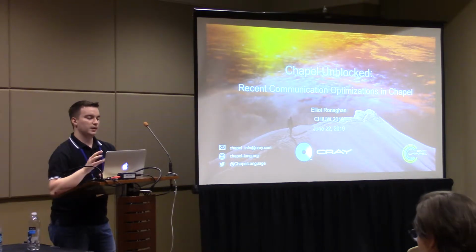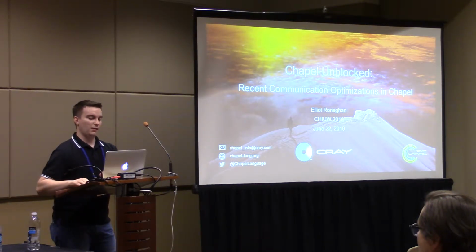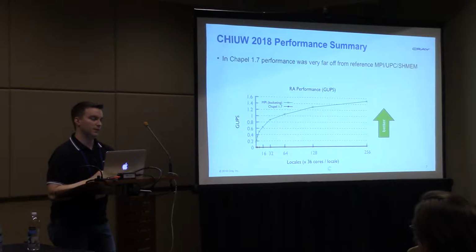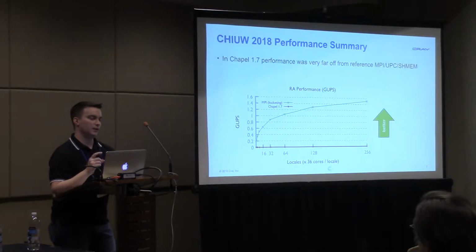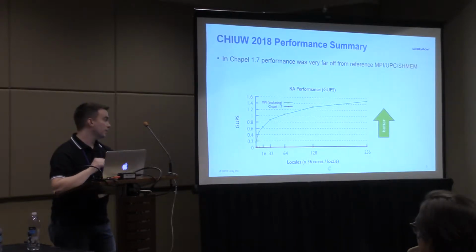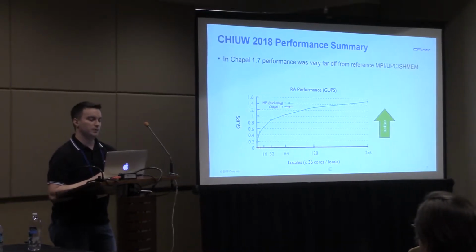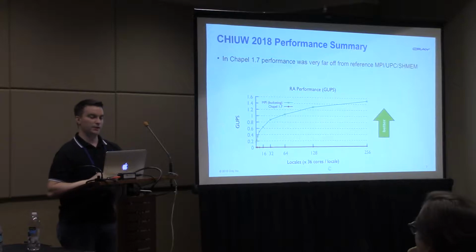So the summary from last CHU was that 5 years ago, at the beginning of our 5-year push, performance was abysmal. If you take Chapel 1.7 from 2013, you can see performance here for the HPC RandomAccess benchmark. This is a performance graph, so up is better, and the green version is the reference version, and hugging the x-axis is the Chapel 1.7 version in red. So 5 or 6 years ago, performance was pretty abysmal. We're like 100 or 1,000x off here.